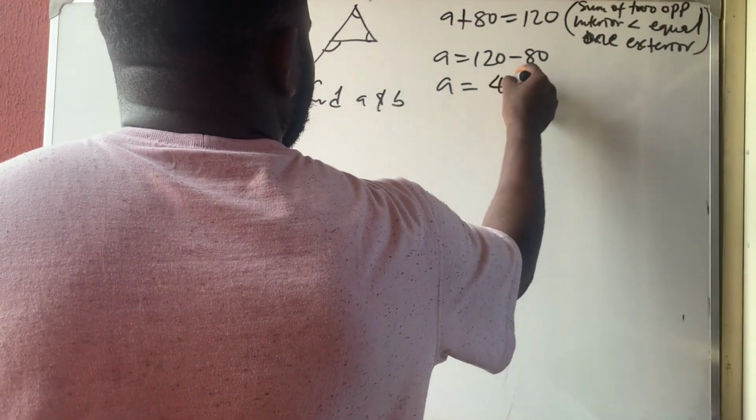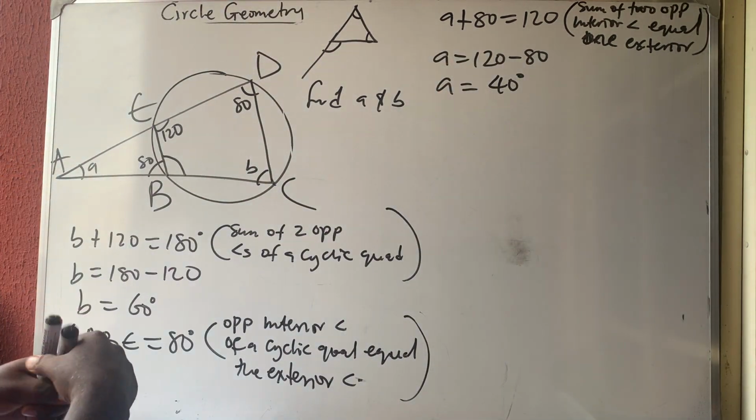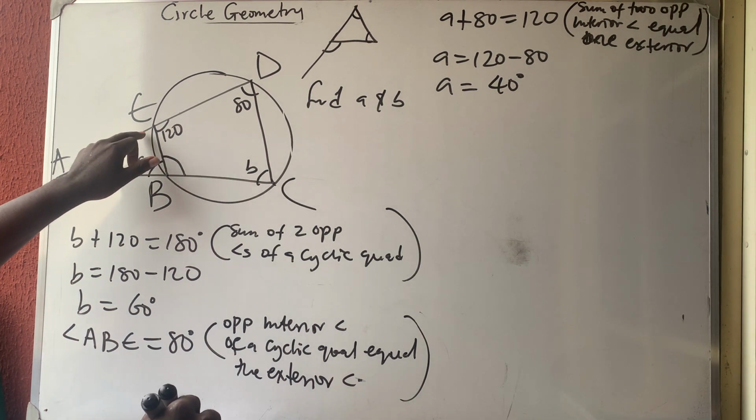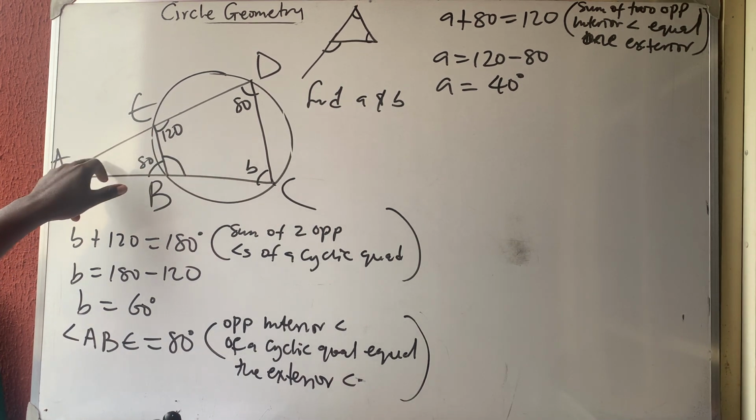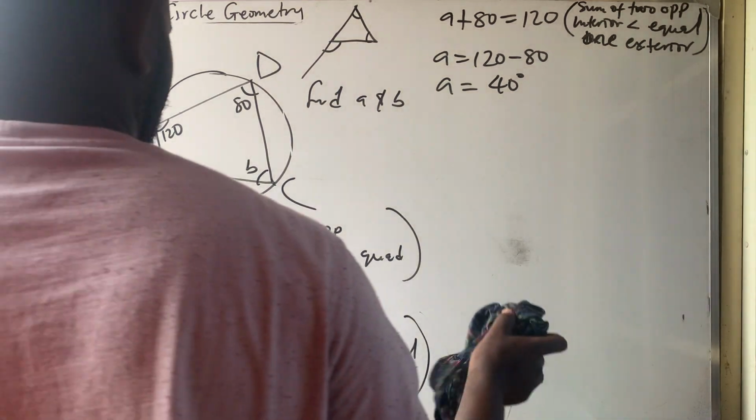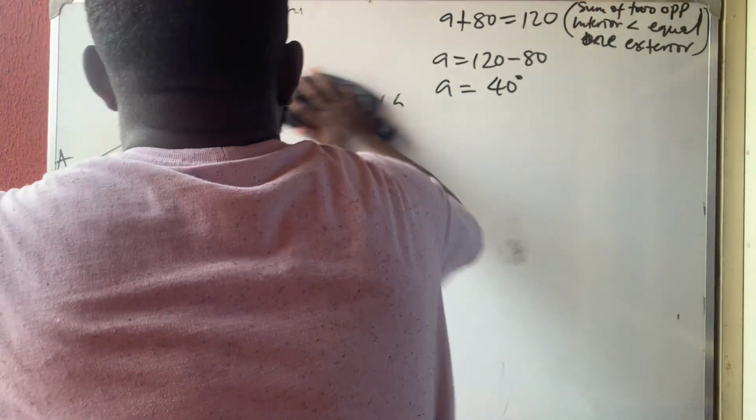Yes, 40 degrees. Another person can choose to get here by saying angle on a straight line, then sum of angles in a triangle can help you to get A. So I've gotten my A and B. Very simple.